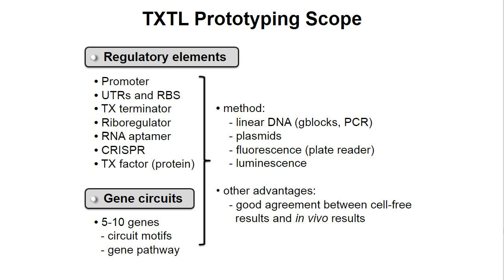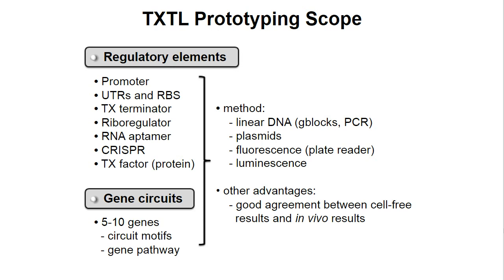And then when we look at higher scales, let's say building genetic circuits, when we have 5 to 10 genes in TXTL, we would be interested in prototyping the regulatory components of the circuit. So right now we have riboregulators, RNA aptamers. Recently we've been using a lot of CRISPR to regulate circuits. And then, of course, the transcription factors that we've been using for a while.